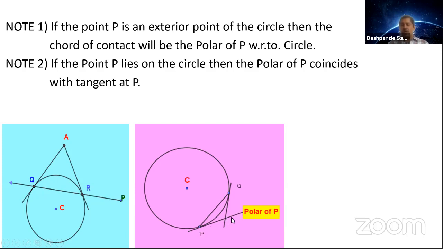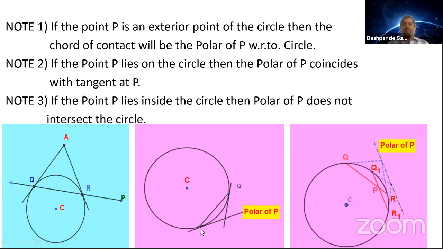So you join all these, you get a set of points. There's a set of points, nothing but the polar of P. And this point P is the pole. So whenever you have the point lying on the circle, the polar of P coincides with the tangent at P. There is no difference between the polar and the tangent when the point is lying on the circle.